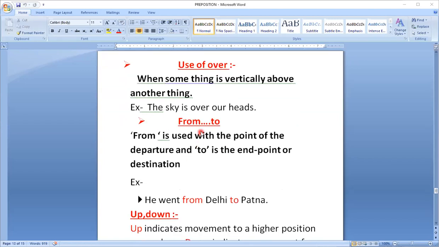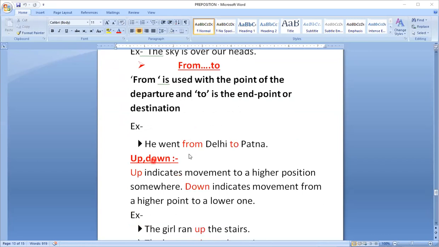So now next is from or to. Where do we use the preposition from? Yes, from is used with the point of departure. From किसके लिए use कर रहे हैं, departure के लिए use कर रहे हैं, and to is the end point of destination. जिस जगह हम पहुंच जाते हैं, हमारा जो destination है, तो हम क्या use करते हैं? To preposition. So let's understand from the example. He went from Delhi to Patna. वो कहाँ से गया, कहाँ से start हुआ, point of departure कहाँ से हो रहा है, Delhi से, और उसका destination कहाँ है, पटना है. So here we use from Delhi to Patna.